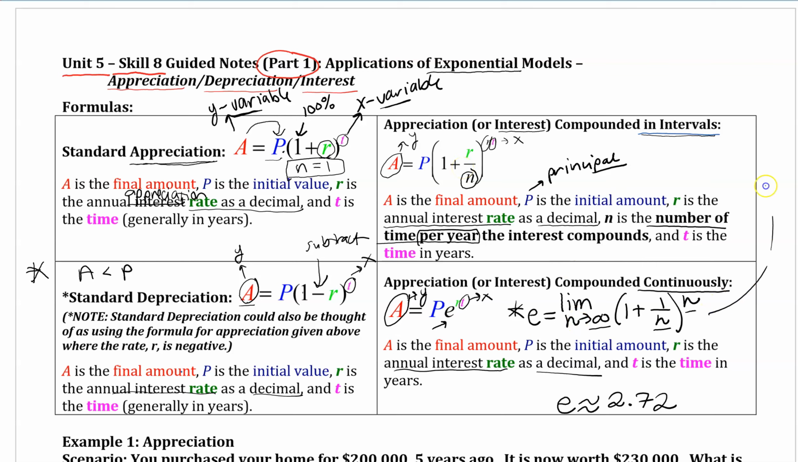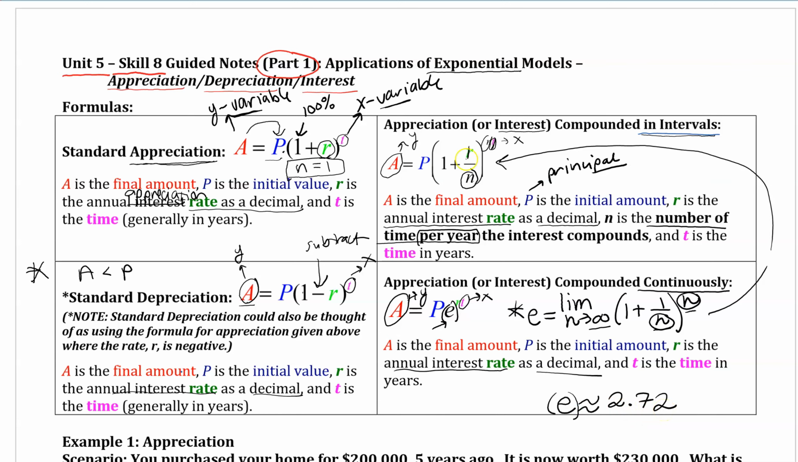So look at this here. Compare this to my appreciation or interest compounded in intervals. Ignore the r for a moment. Imagine that there was just a 1 there. And ignore the t for a moment and imagine that was just a 1. You'd see we have 1 plus 1 over n to the power of n. The same exact expression that we looked at on our notes a couple weeks ago. If I let that n in that expression approach infinity, then that expression turns into this constant e. It becomes this constant e, which we understand is about 2.72.